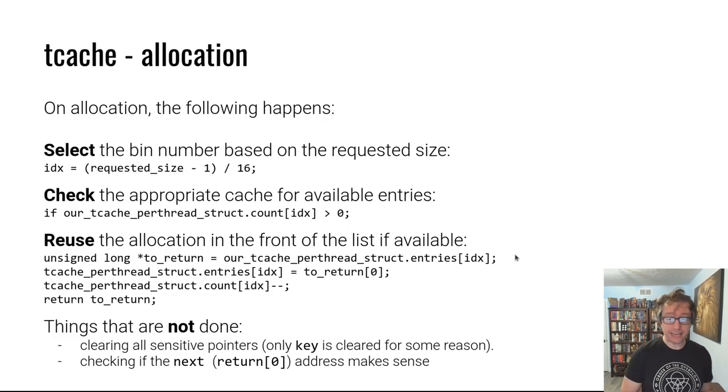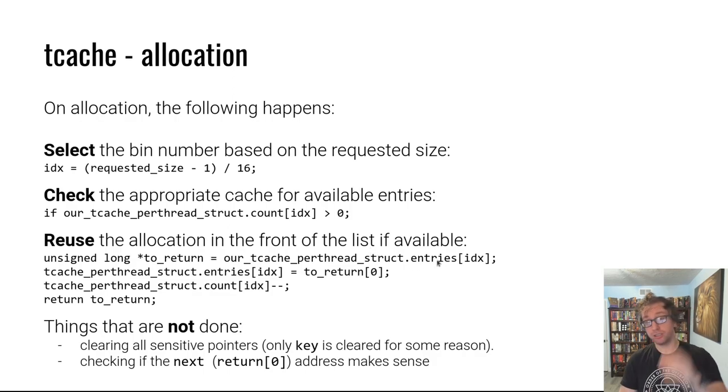How do you allocate? It's basically that in reverse. On allocation, we compute the size. You do malloc a requested size. We calculate the index, rather. We compute the index based on that requested size, the same way we computed it in the free. This is pseudocode, obviously, but we check to see if our tcache per thread struct, the cache of that specific thread, has anything in its cache. If the count of that index of that bin is greater than zero. If not, by the way, we create a new allocation. We'll talk about how that is done in a future video. But if the count is non-zero, if there is something in the bin, then we reuse that allocation in the front of the list.